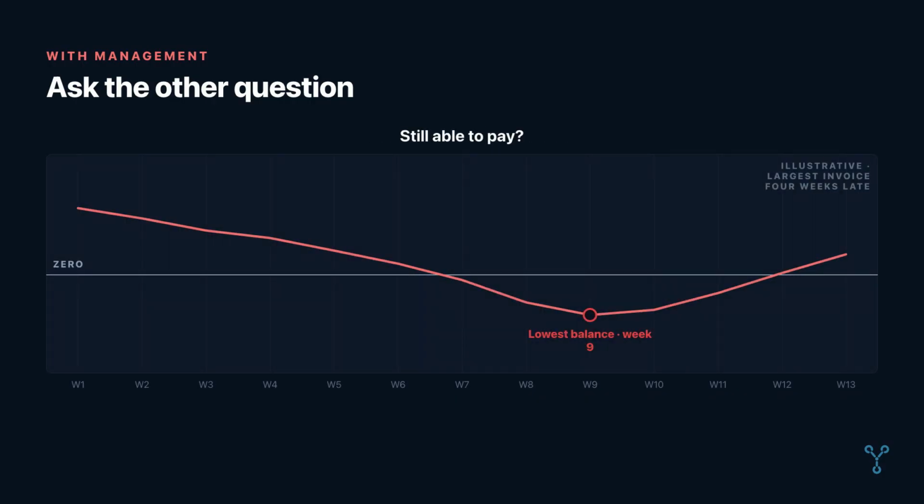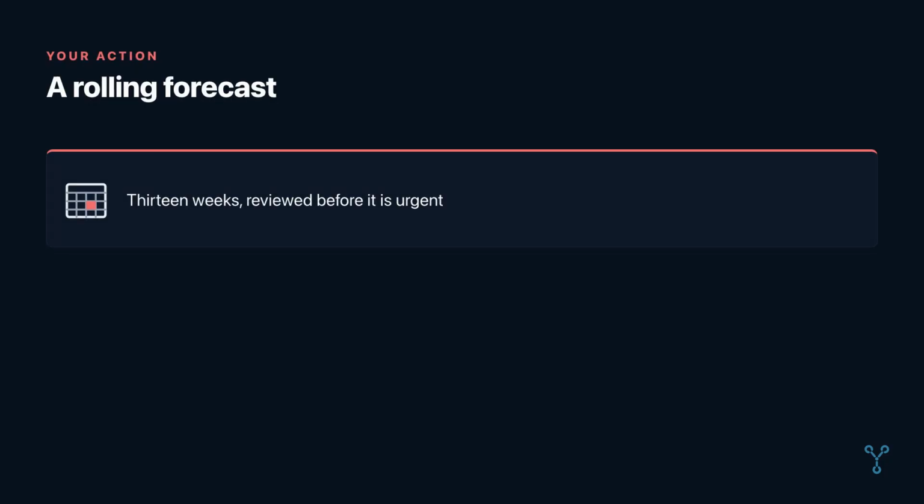Checkpoint. If your largest certified invoice arrives 4 weeks late, can you still meet your commitments? If you do not know, your cash forecast needs work. Your action is to create a 13-week rolling forecast and review the lowest balance with management before it becomes urgent.